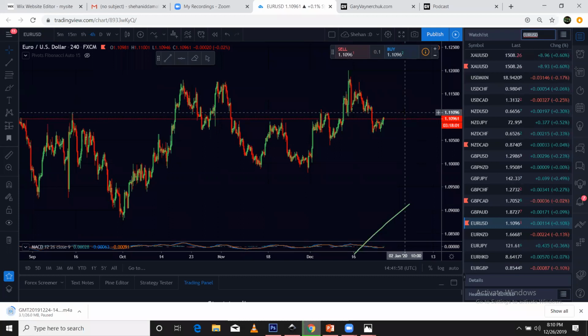Yeah, so in Harmonic Scanner, it gives you the entry points, it gives you the take profits, it gives you the stop loss, but in TradingView, no one is going to help you. No one is going to tell you this is the place to enter.